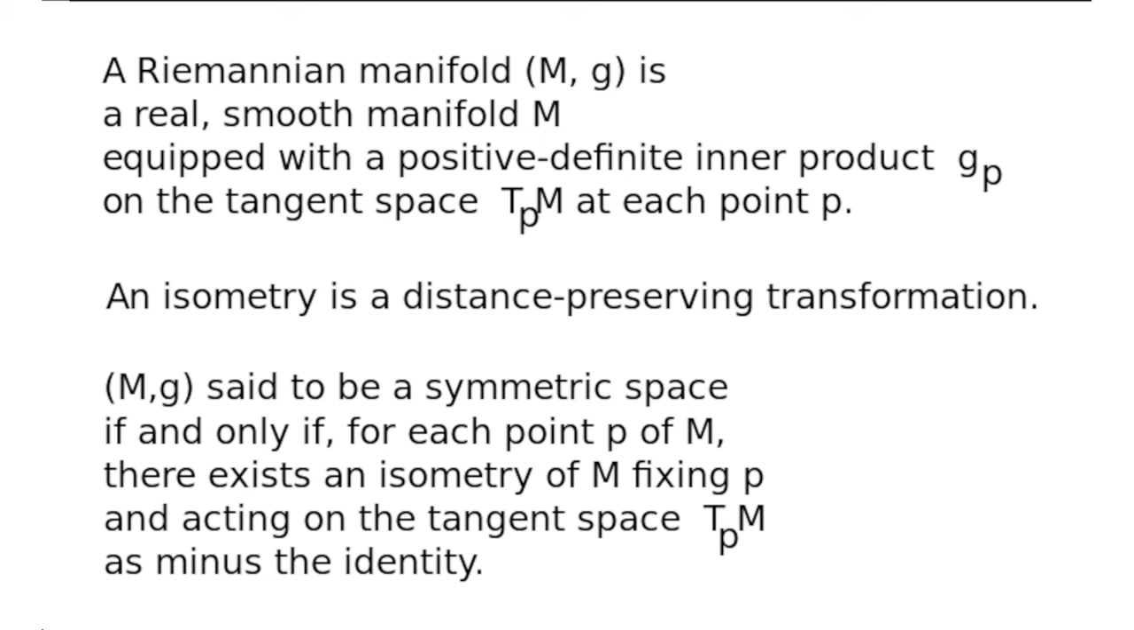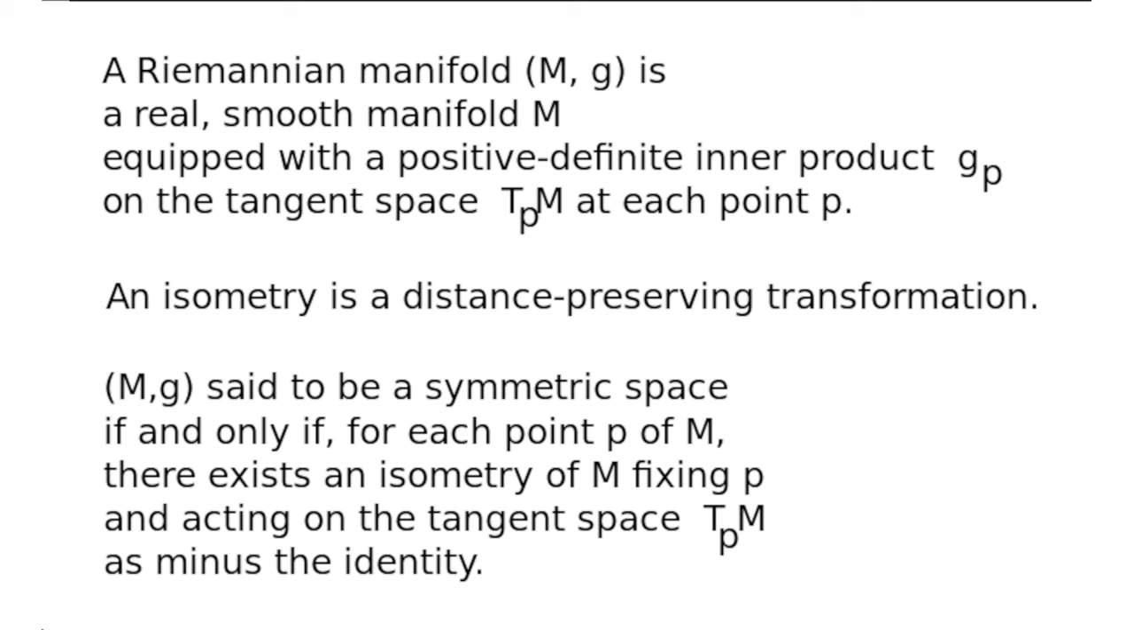And just to review for myself and others, a Riemannian manifold is a real smooth manifold, which has a structure that allows for differentiation, equipped with a positive definite inner product, g at point P, on the tangent space T sub P M at each point P. And an isometry is a distance-preserving transformation. So we have this notion of distance from the inner product. We have the isometry. And then the manifold (M, g) is said to be a symmetric space if and only if, for every single point P of M, there exists an isometry of M which fixes P and acts on that tangent space T sub P M as minus the identity.